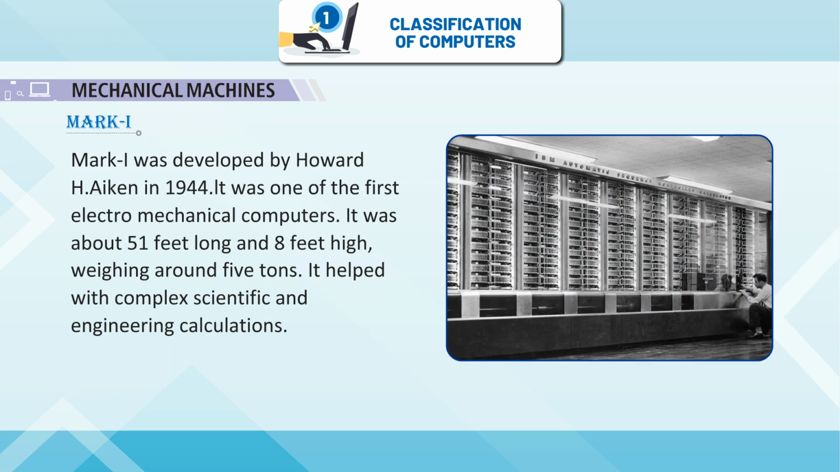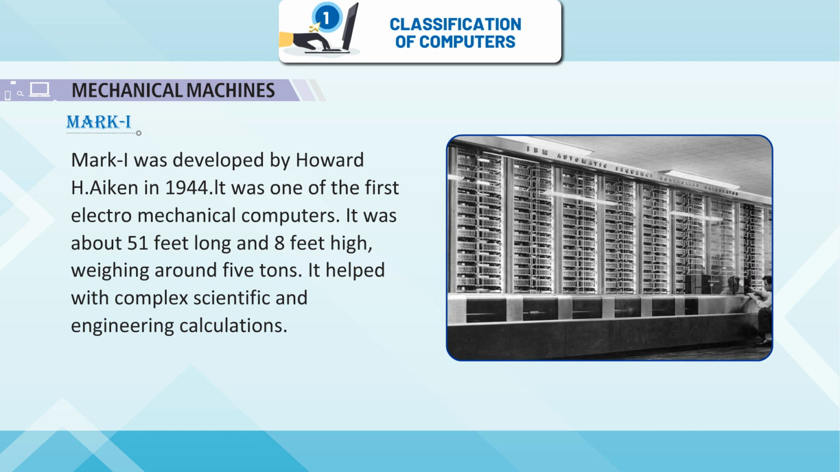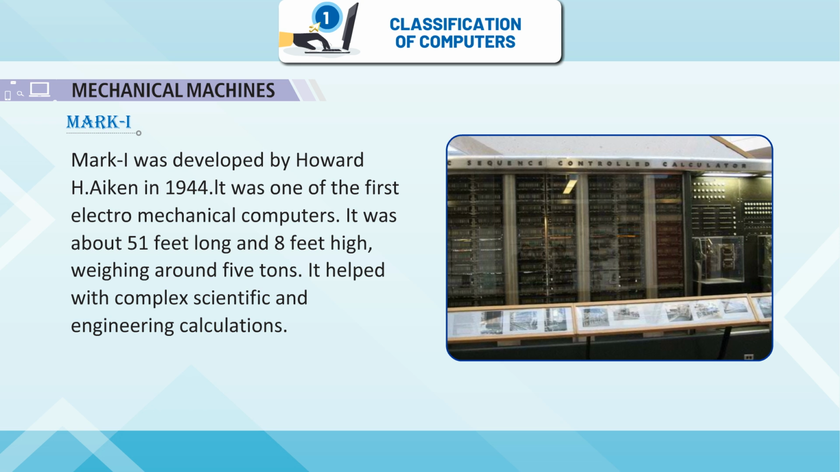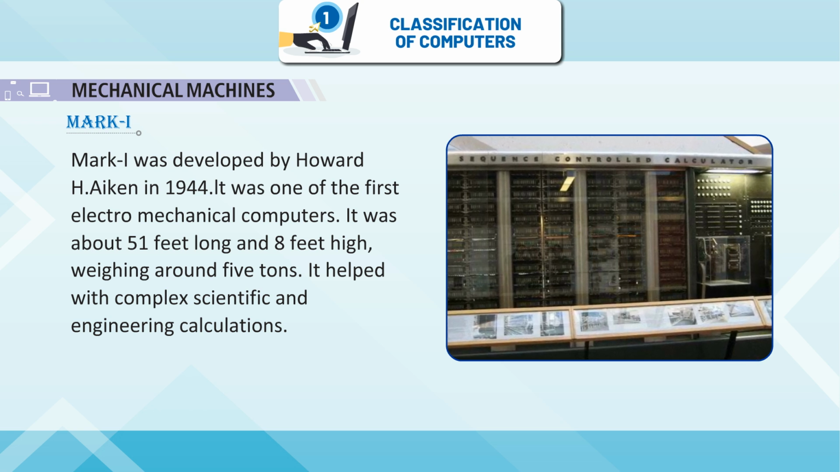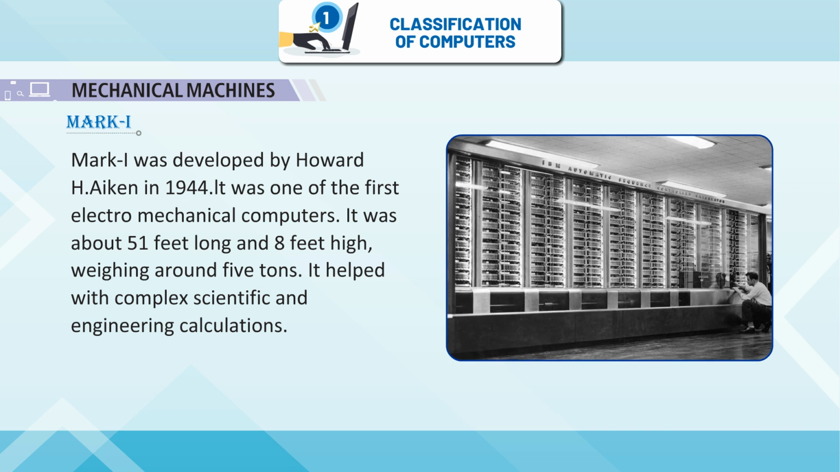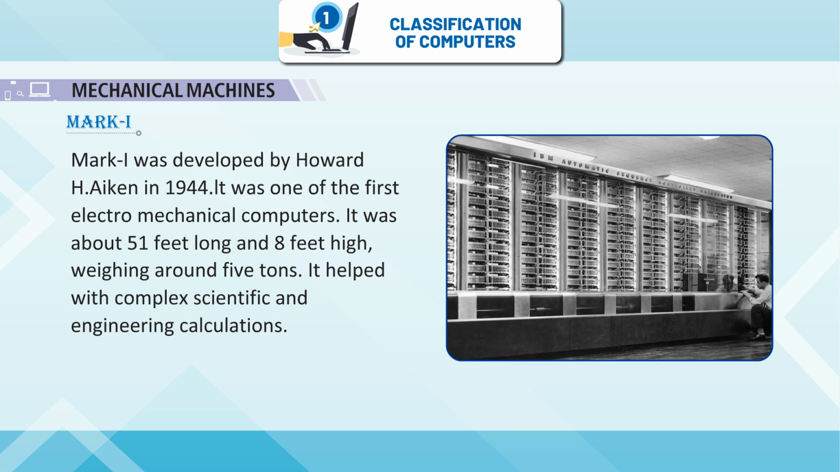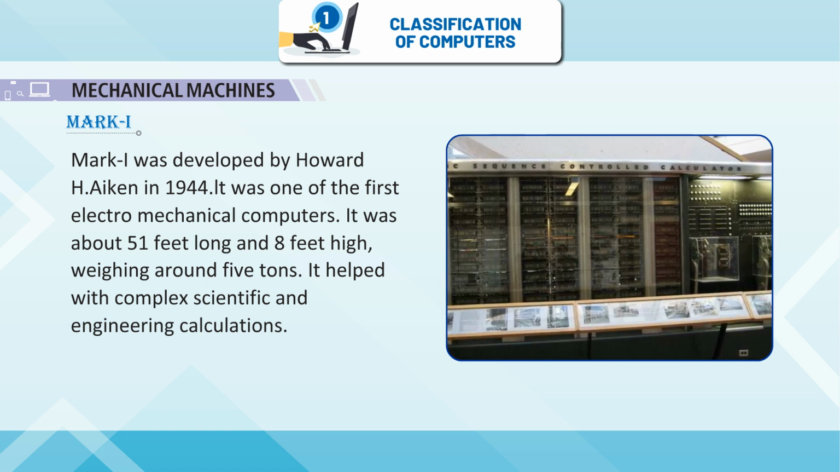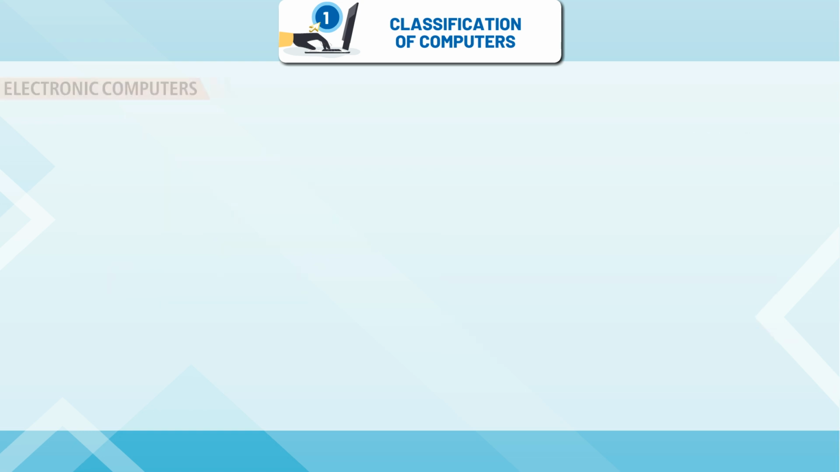Mark I. Mark I was developed by Howard H. Aiken in 1944. It was one of the first electromechanical computers. It was about 51 feet long and 8 feet high, weighing around 5 tons. It helped with complex scientific and engineering calculations.